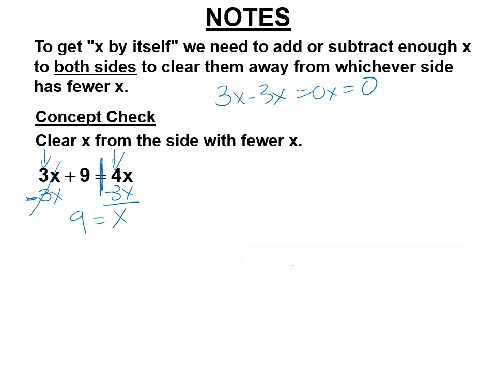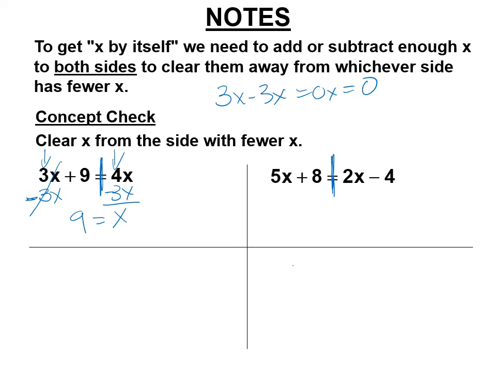Now, they're not all that easy, but you're going to be adding or subtracting x's from both sides to get them on one side, okay? And so you show that. We are subtracting 3x from both sides there. All right, so let's do another one.